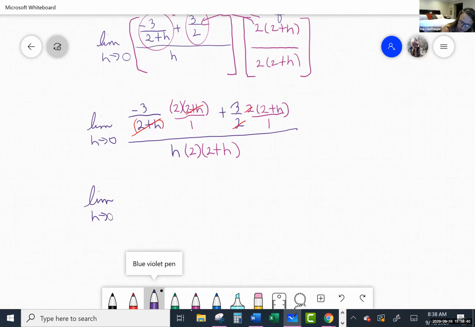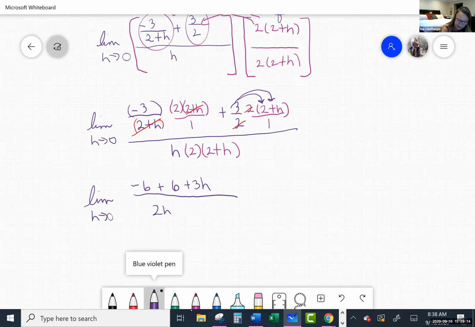Let's distribute the 3 inside the 2 plus h. So 3 times 2 is plus 6, and 3 times h, so plus 3h. All over 2h, all times 2 plus h. I don't want to distribute this denominator. If I do, it's just harder to see later that this is actually going to reduce down and factors will cancel in the numerator and denominator. So negative 6 plus 6 cancels with each other.